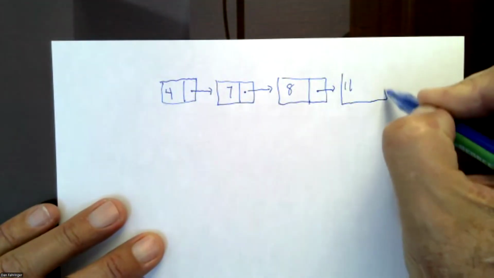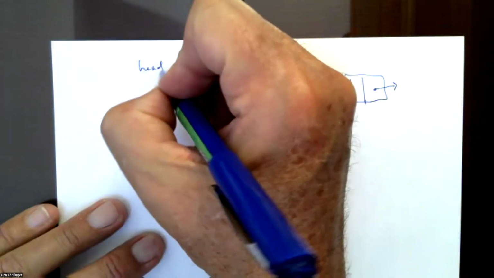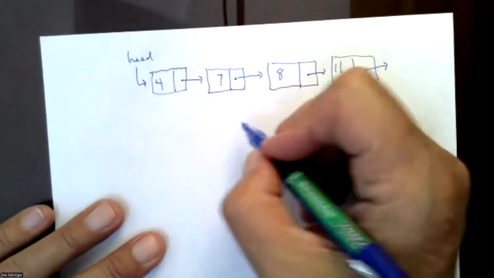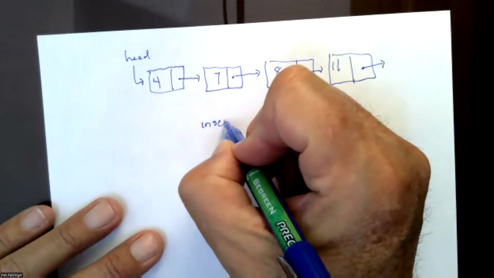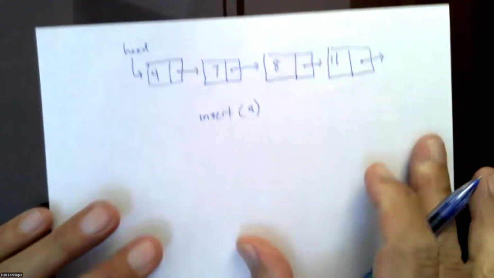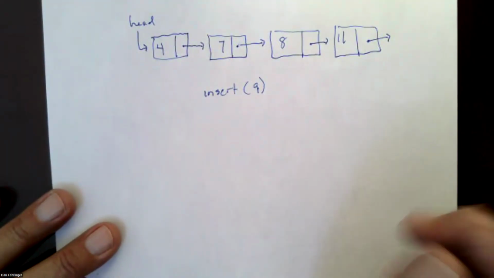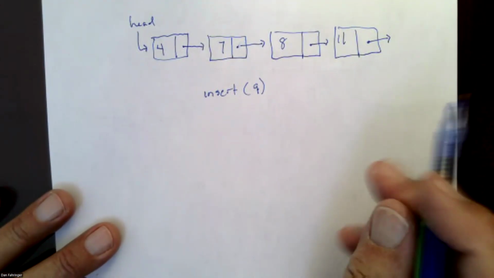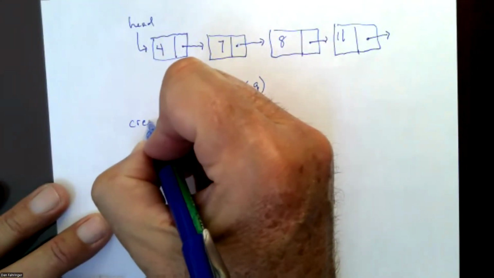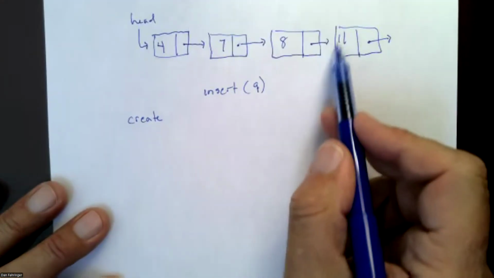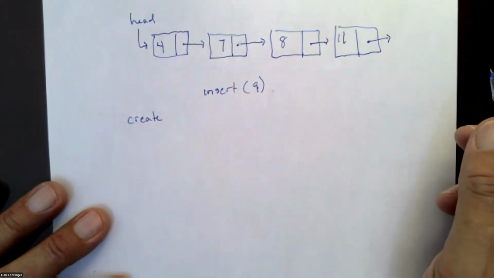Well, I told you about drawing the picture. Head. And I want to insert 9. So what's the first thing I'm going to need to do to insert 9? Thought you said we were inserting 7.5. Yeah, I changed my mind. What's the first thing we're going to need to do? You need to find where it belongs.